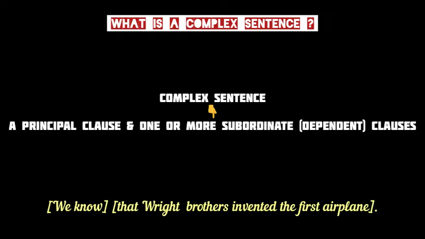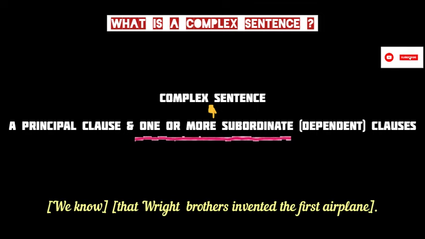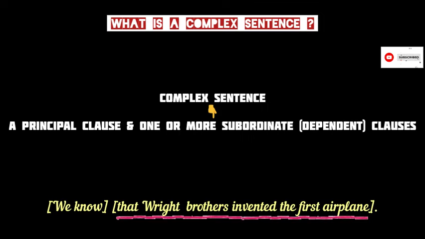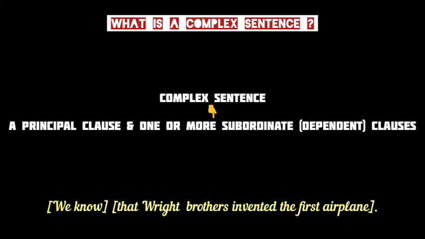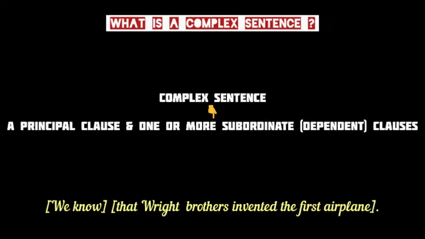Well, a complex sentence is one that consists of a principal clause or a main clause and one or more subordinate or dependent clauses. For example, the sentence on your screen, we know that Wright brothers invented the first airplane, is a complex sentence because it has the principal clause we know and a subordinate or dependent clause which is that Wright brothers invented the first airplane. So a complex sentence has at least two clauses and they both have at least one finite verb each.